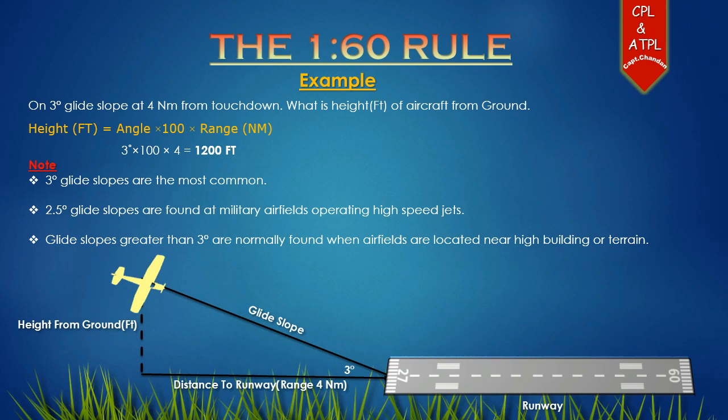3 degree glide slopes are the most common. 2.5 degree glide slopes are found at military airfields operating high speed jets. Glide slopes greater than 3 degrees are normally found when airfields are located near high buildings or terrain.